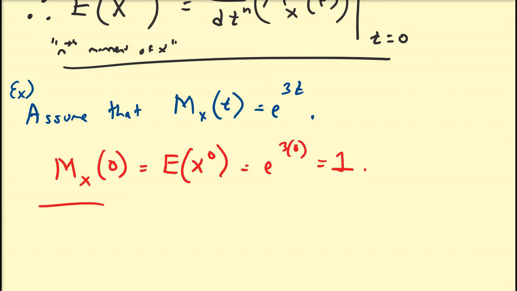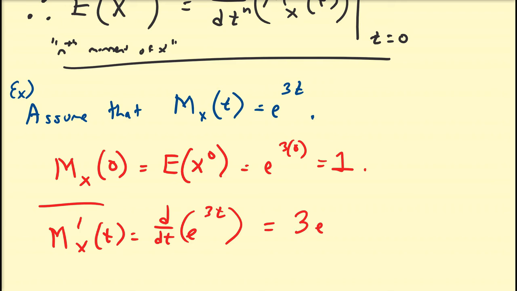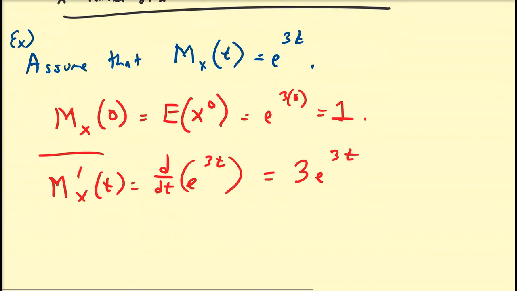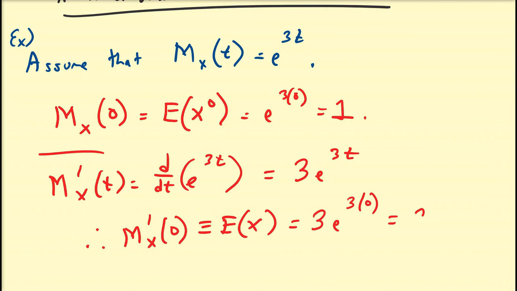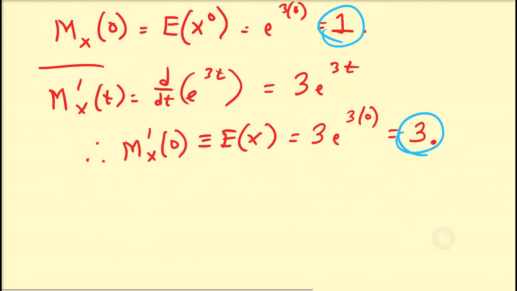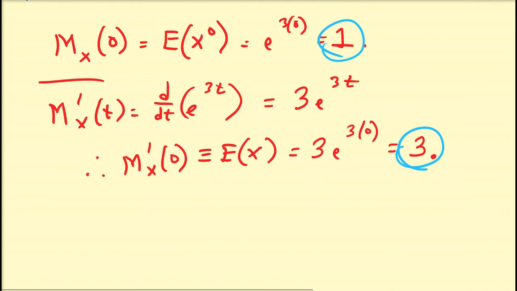So what about the derivative? The derivative of the moment generating function is going to be equal to the derivative with respect to t of e^(3t), which we know to be equal to 3e^(3t) by the chain rule. So the first derivative of the moment generating function evaluated at 0, which is equivalent to the first moment of x, is just going to be equal to 3e to the 3 times 0, which is just equal to 3. So that is the 0th moment, and that is the first moment, or the mean. We can continue onwards with this process.